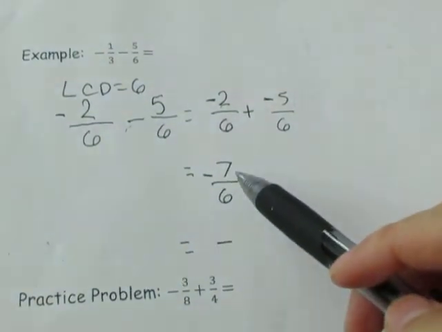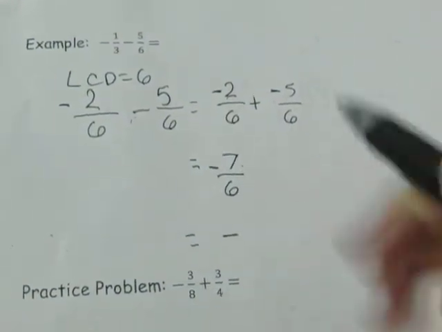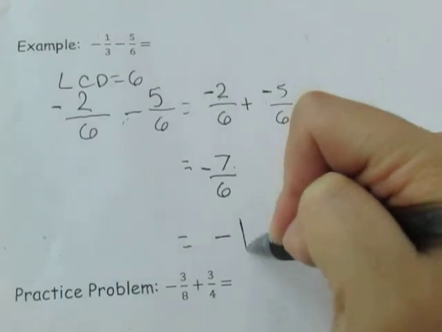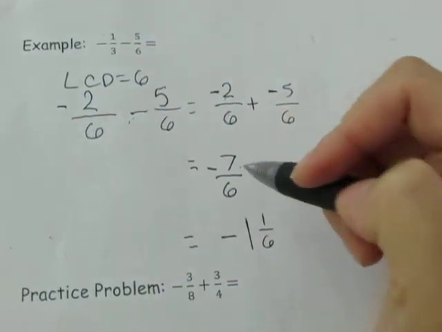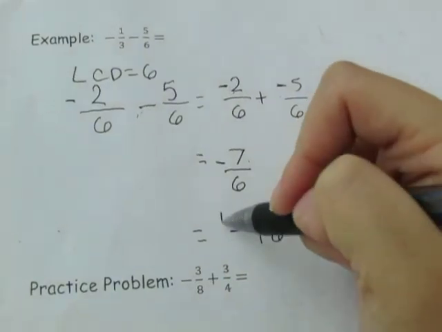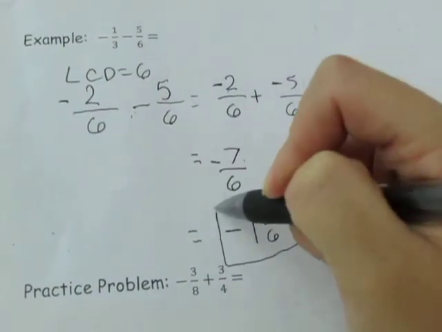Now I just have to change my 7 over 6 into a mixed number. When I do that, I get 1 and 1/6. So negative 7 over 6 is the same as negative 1 and 1/6. And that will be my final answer.